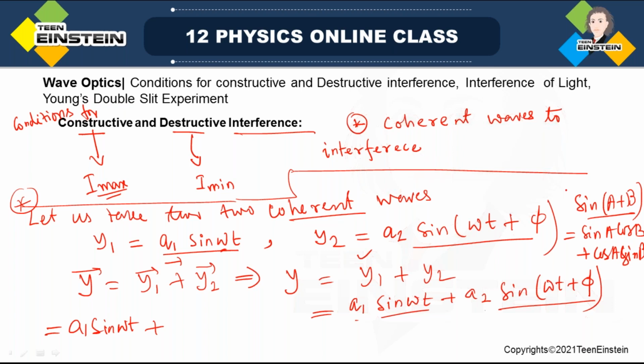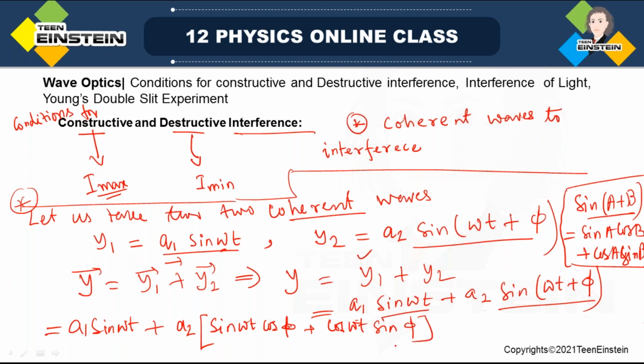So what is the identity I'm going to use? This is the identity I'm going to use. So sine a plus b, this is the addition format. I'm going to the multiplication format. So I can just write this as sine omega t cos of phi plus cos of omega t sin phi. So this is what I have got now.